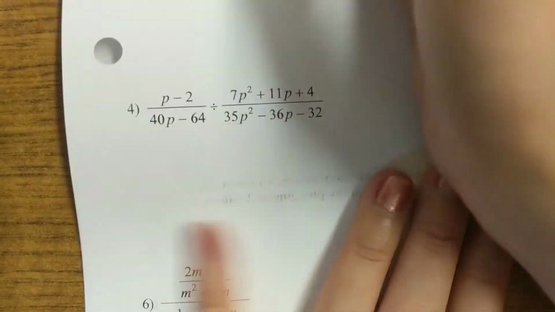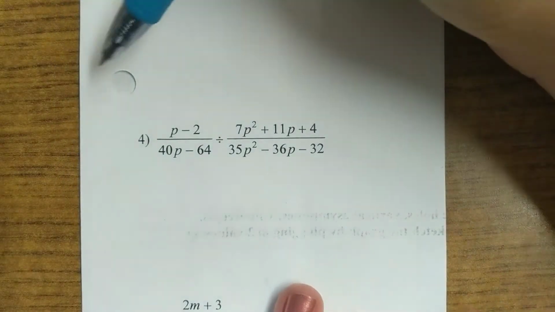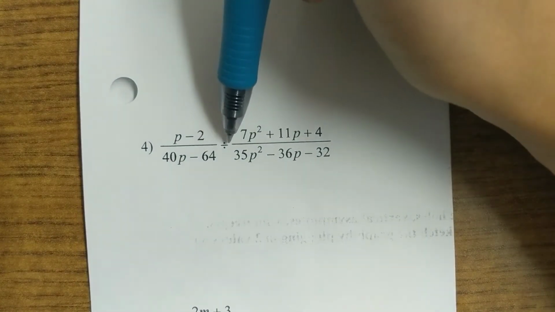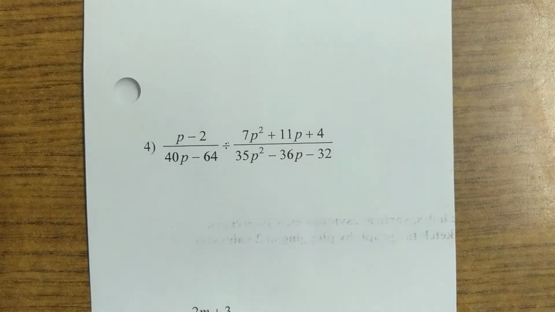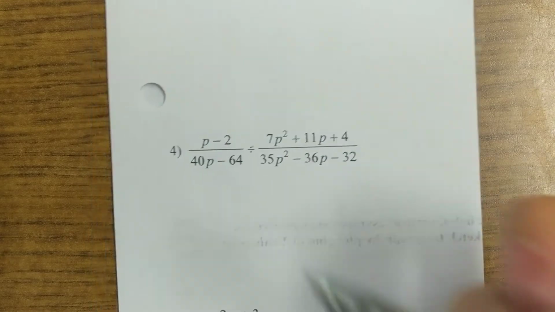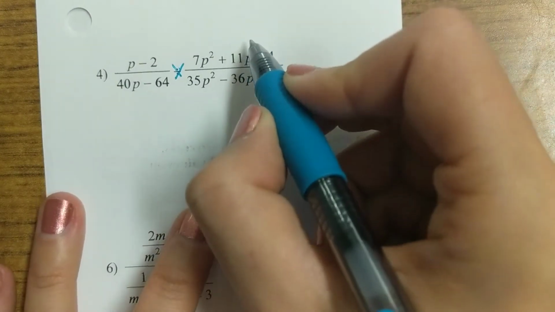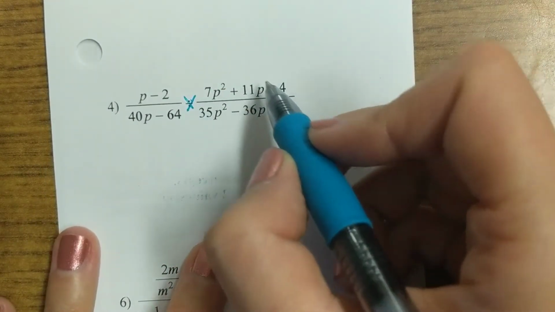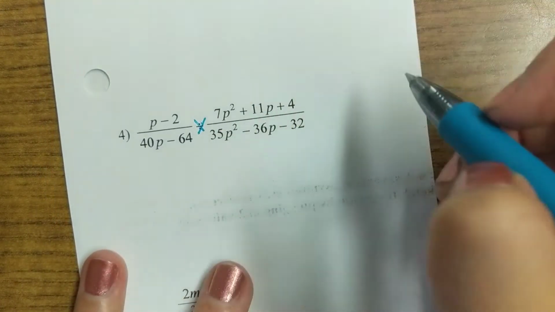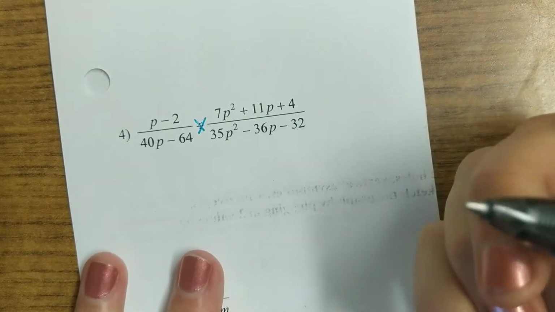Keep factoring. See if there's anything we can reduce. Okay, first of all, division. We're going to change it to multiplication and flip the second fraction. So what I'm going to do is factor the denominator above and the numerator below.